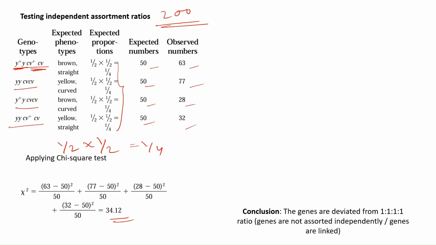Now here, can you tell me what will be the degree of freedom here? N is number of expected classes.